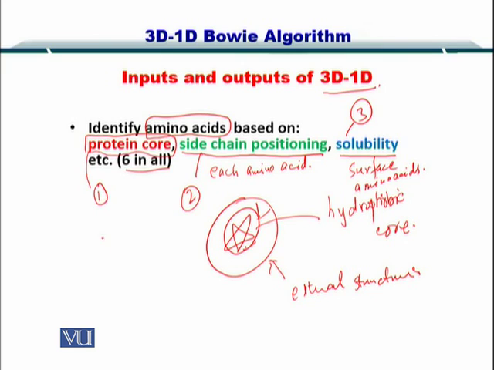So the profile can be, for instance, let's say for amino acid alanine. So does it occur in the protein core? Let's say yes. So 1. Side chain positioning, let's say arbitrarily in rotamer configuration 1. And solubility, let's say 0. And so on. So this is one profile for alanine. Similarly, you can create a profile for the 20 different amino acids.